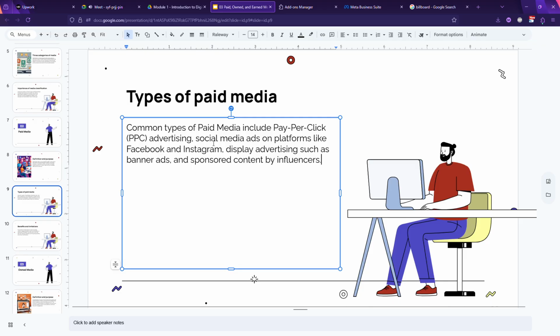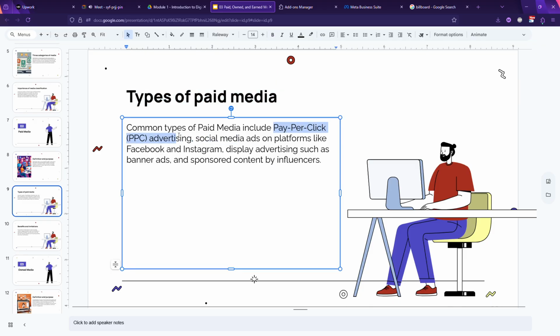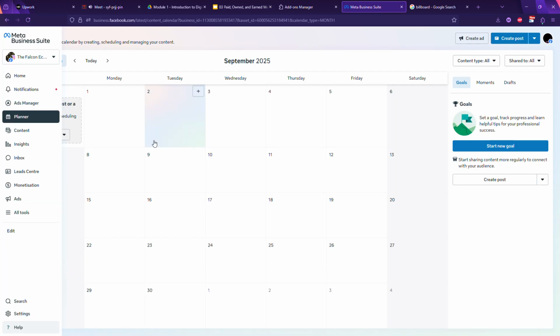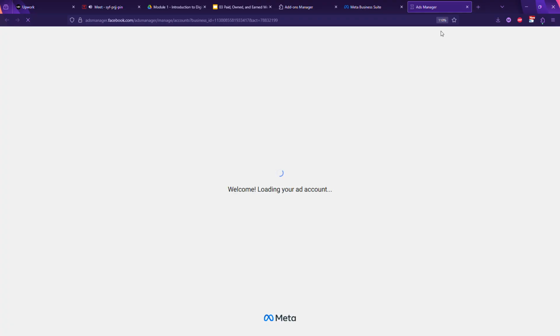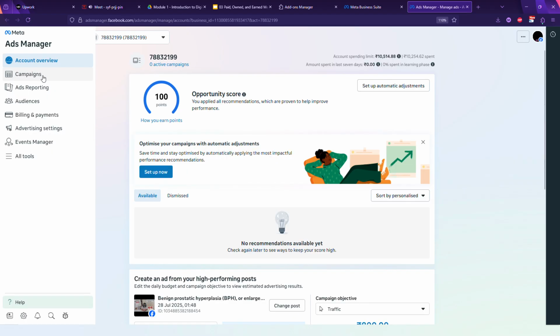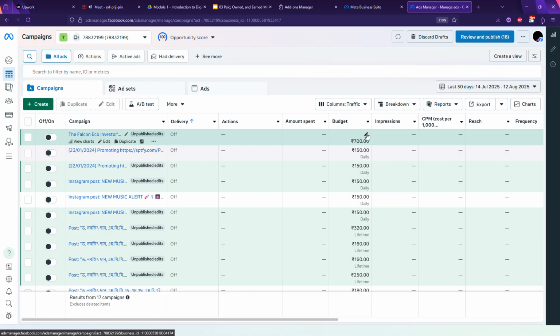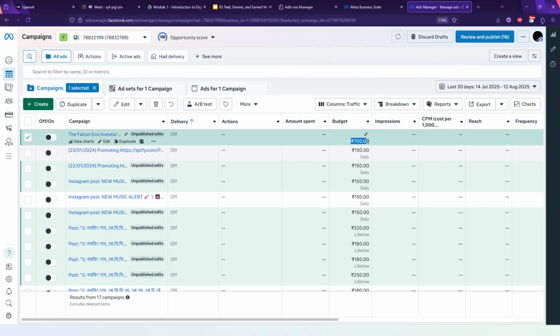Okay, and again, social media ads, we are talking about types of paid media. Pay per click is one, pay per click advertising. So pay per click is when, say, we go to Ads Manager, we go to campaigns, and you see there's a budget in here. This is in Indian currency, so the budget that was set. This one did not run. There was another that happened. So we go to view charts.